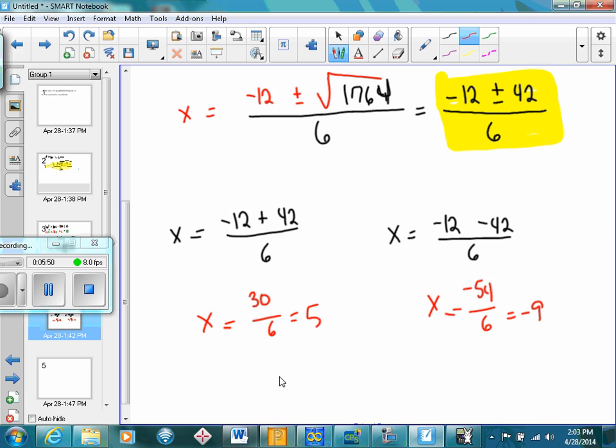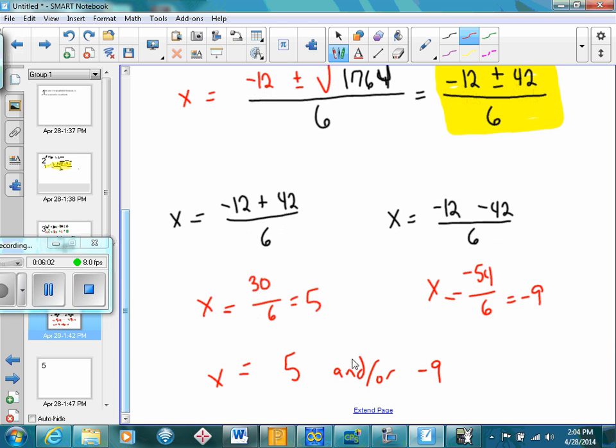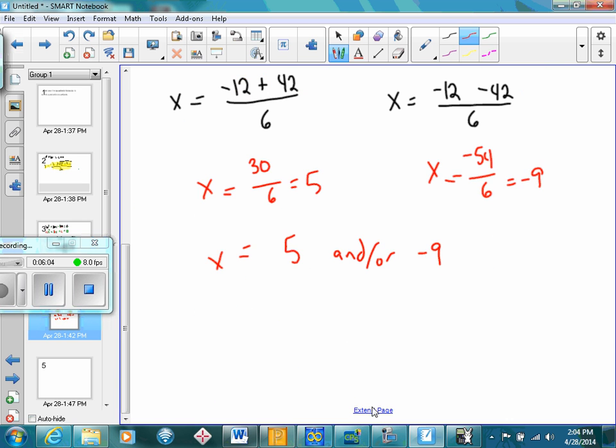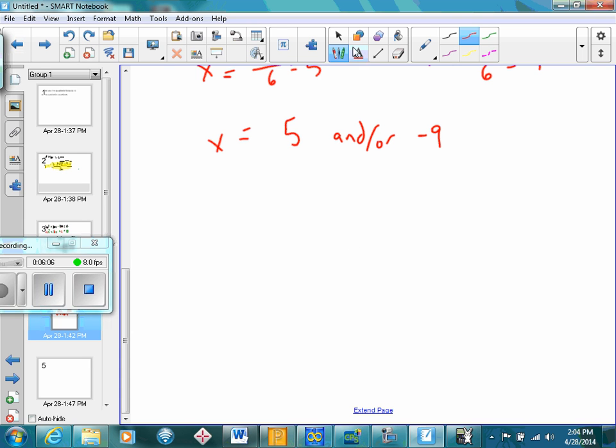So what are my solutions? 5 and/or negative 9. X equals 5 and/or negative 9. How can I know for sure if I've got it right? That's probably the next most popular question. Well, let's think back to what the original equation was. It was 3n squared plus 12n minus 135 equals 0.